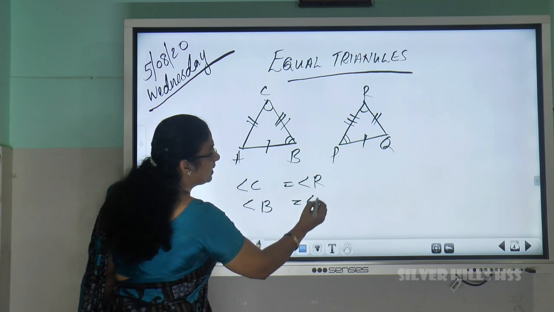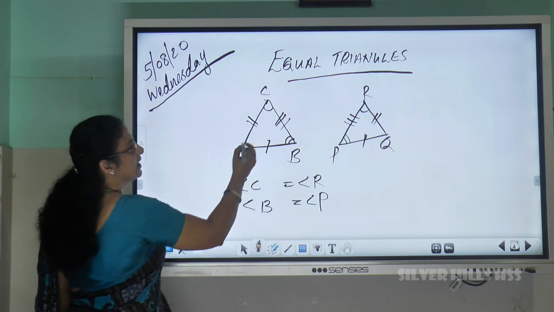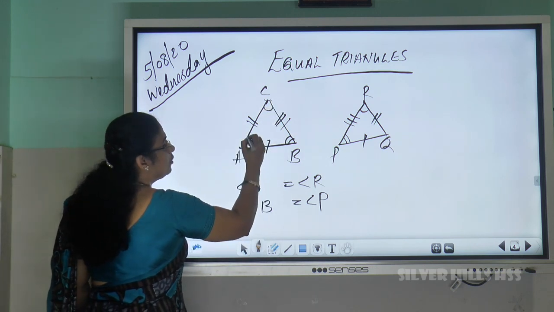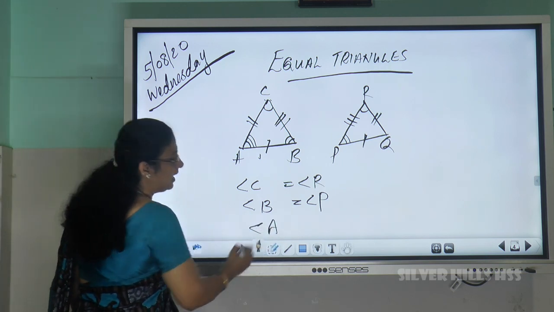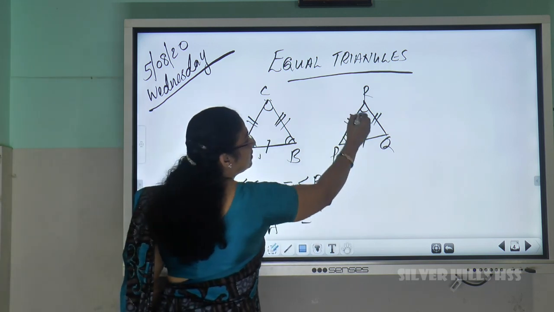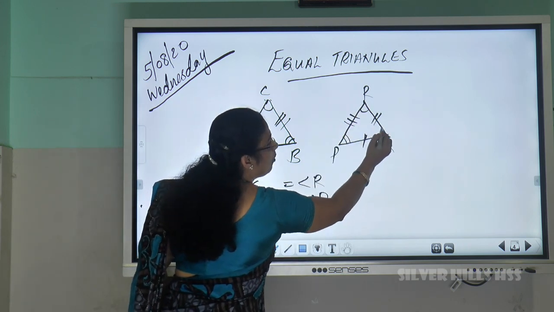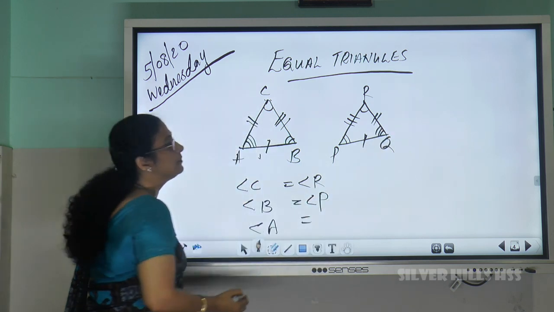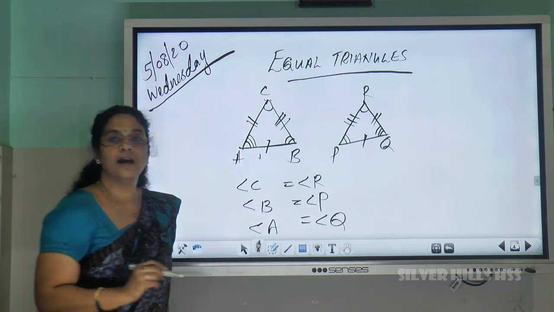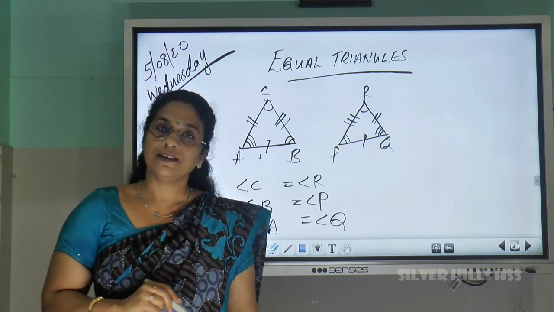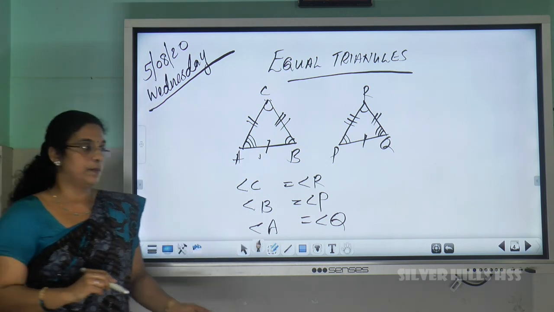That is, angle B is equal to angle P, and the third side is BC and the opposite of BC is angle A. Here the third side of triangle PQR is PR and the opposite of PR is angle Q. This is the first property of equal triangles. Then next we can move to the second property.